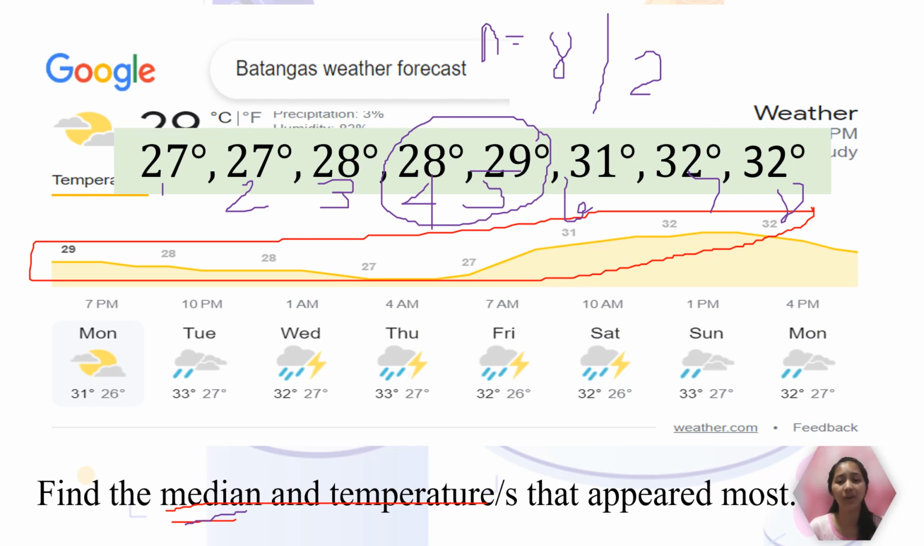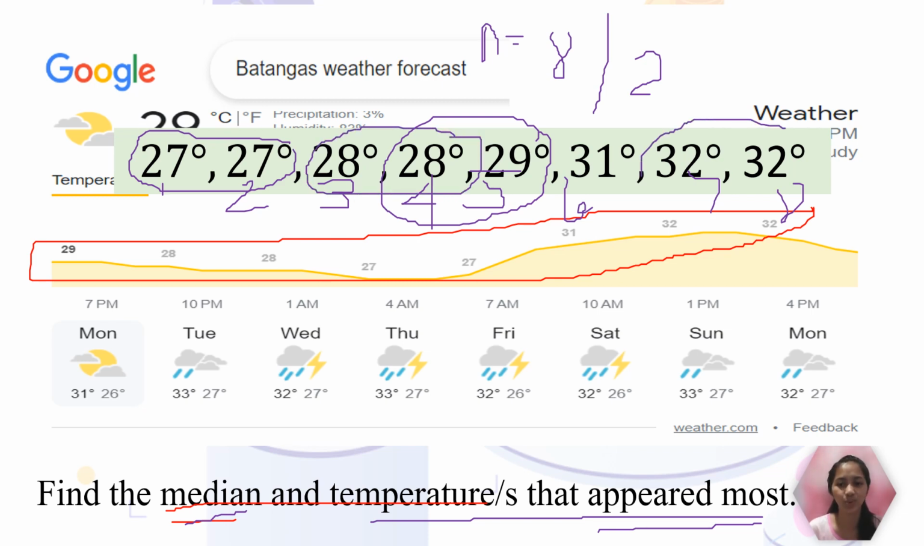How about now for the temperature or temperatures that appeared most? Pag sinabing appeared most, mas higit or higit na lumabas in the given set of data. So dito mga anak, we have 27, 28, and 32. So those are the temperatures that appeared most in the given set of data.